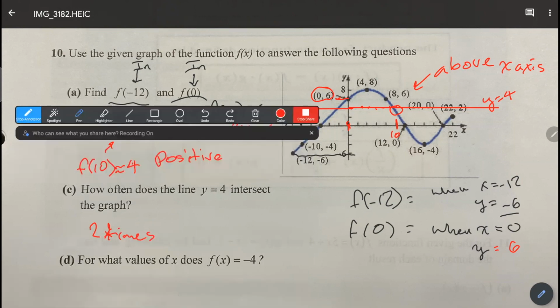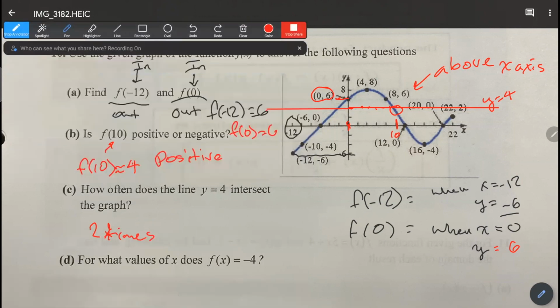For what values of x does f of x equal negative 4? In this case, note the output is negative 4. If the output is negative 4, that's this line right here. And we can see that the output is negative 4 when x is negative 10 and when x is 16. So when x is negative 10 or 16.